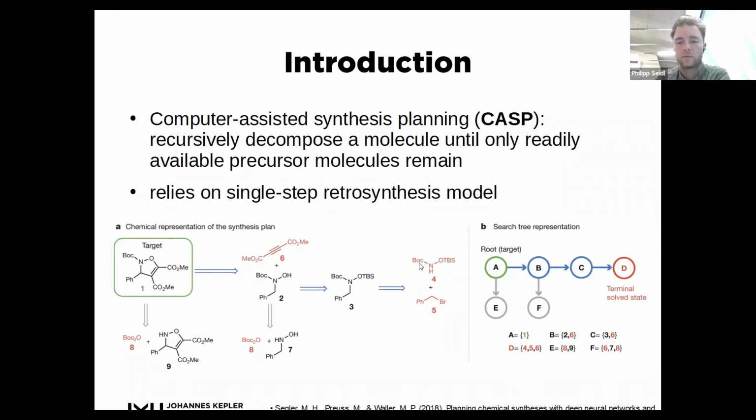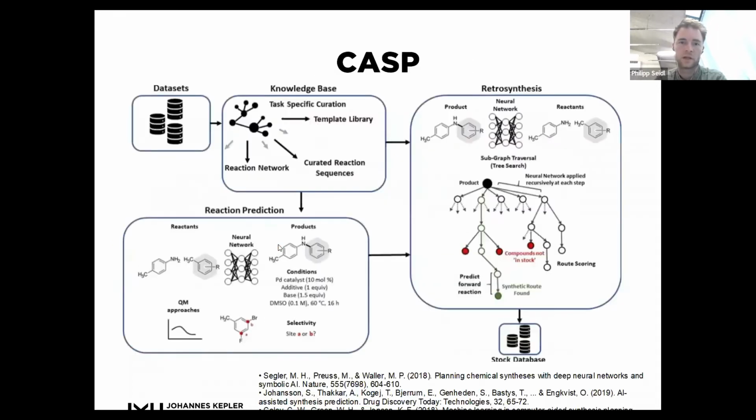And again, we want to find a path that leads to molecules that are purchasable and there are a lot of other constraints. But at the core is always this single-step retrosynthesis model that tells us how the arrows work, so how to come from one target to reactants.